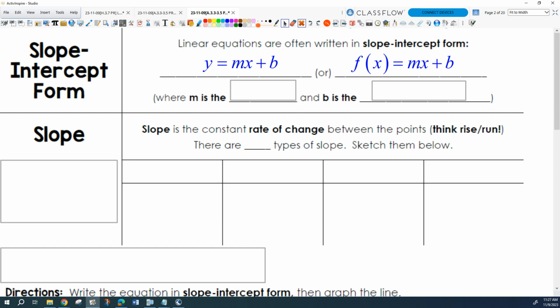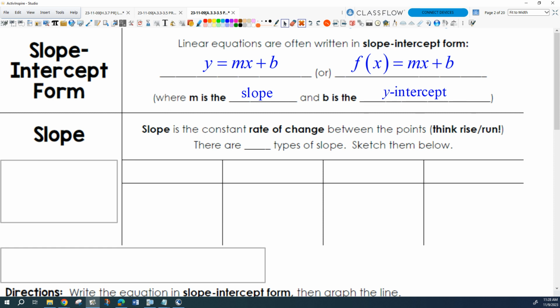What is m? What does that stand for? In slope-intercept form, what does the m stand for? Mass. No. You guys really don't remember this? Slope? Is that ringing a bell? Okay. And what's b? Y-intercept. There you go. Okay. So m is slope, b is y-intercept.